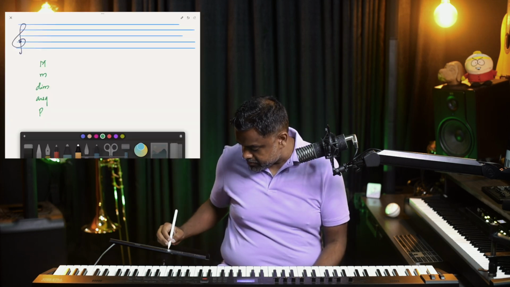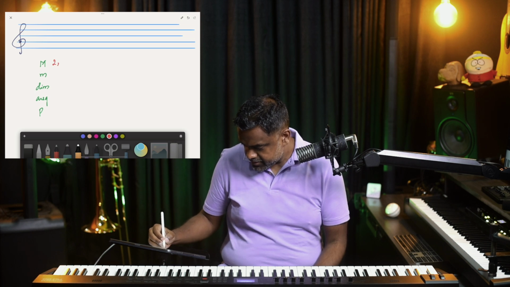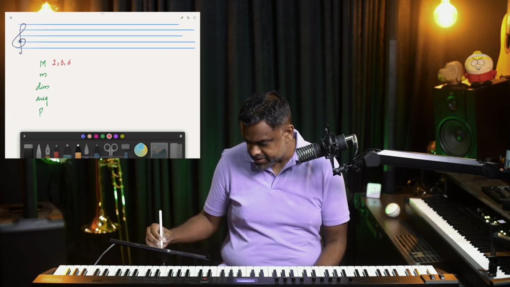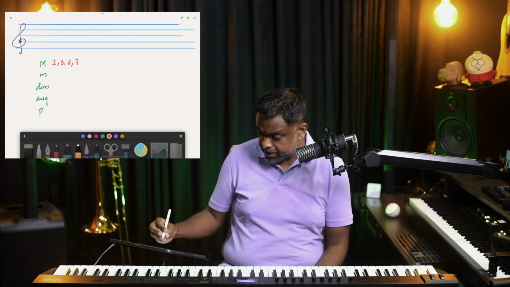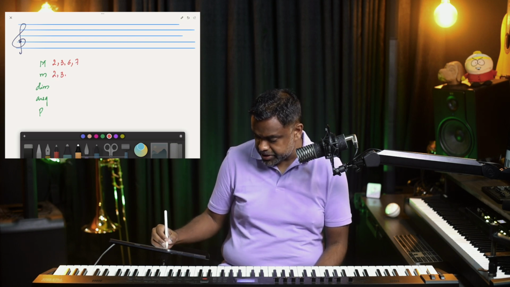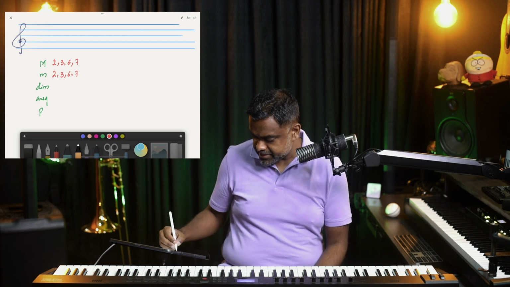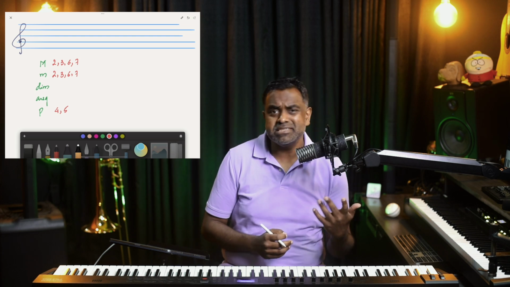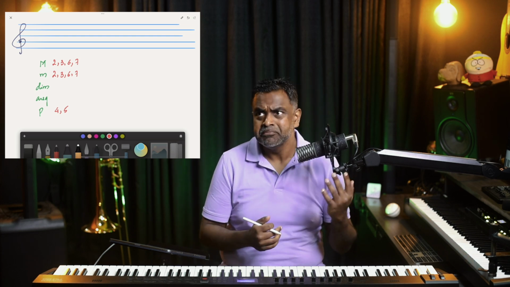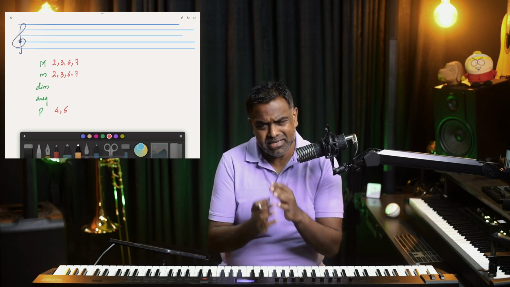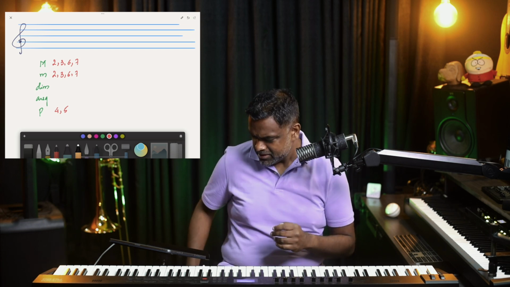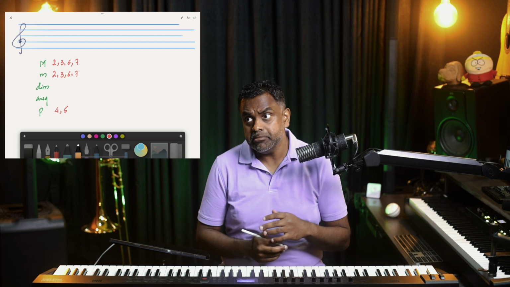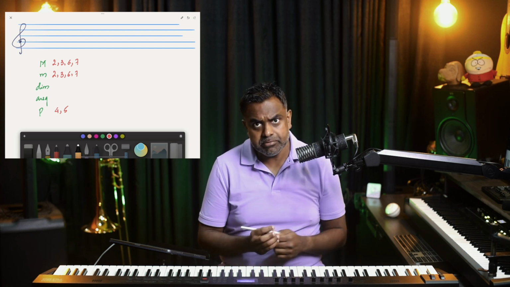So major is dedicated to either the second, the third, the sixth, and the seventh. And the minors are also dedicated to 2, 3, 6, 7. Perfects are dedicated to either the 4 or the 5. However, we could even say things like perfect unison and augmented unison, but I'd leave that aside for now. Diminished generally can be assigned to anything, either major or minor.